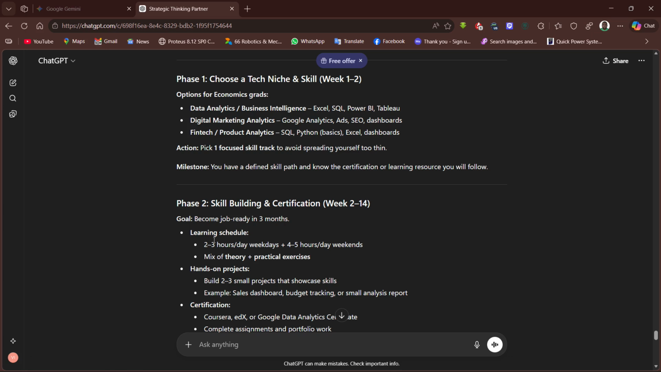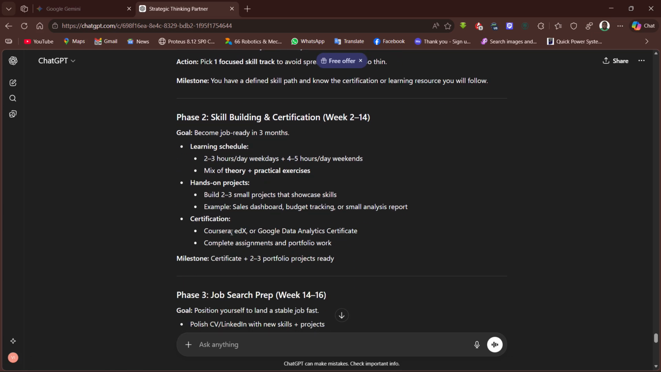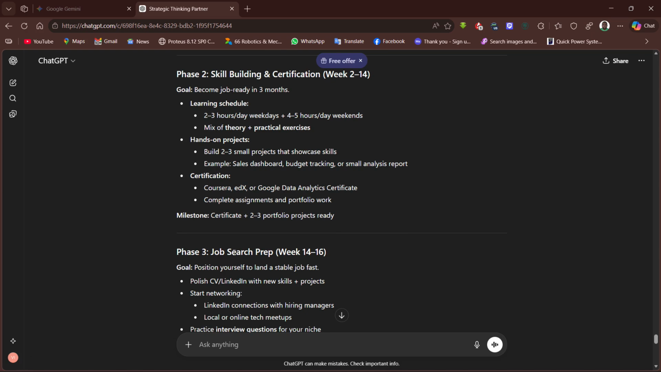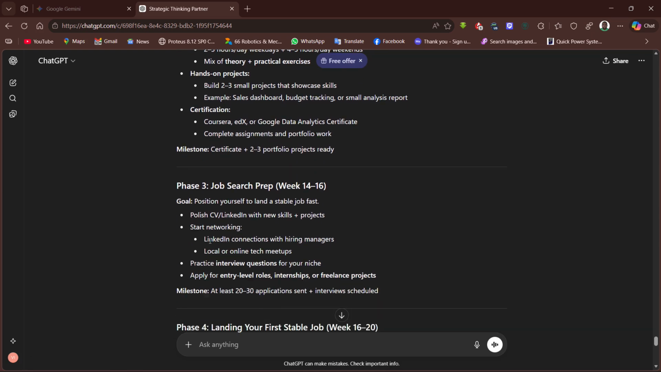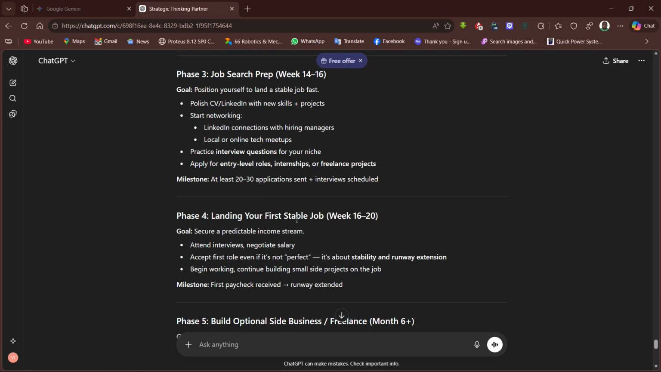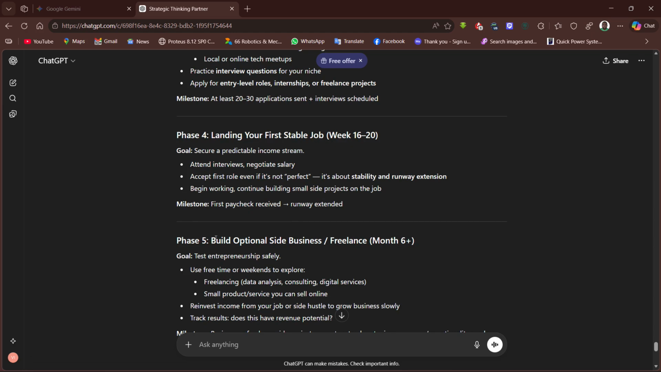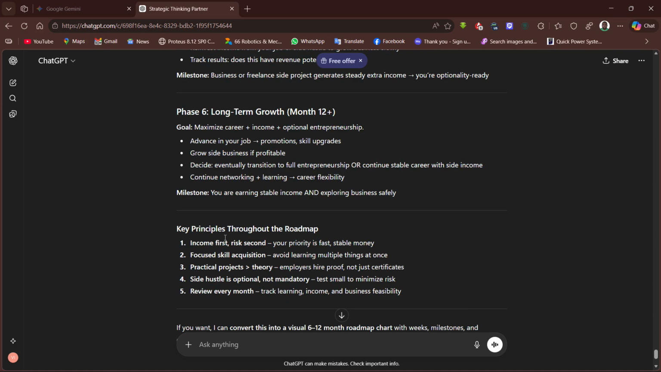Then phase two, skill building and certification. Become job ready in 3 months. Learning schedules, hands-on projects, certification. Then it is suggesting various platforms from where you can get the certification: Coursera, edX, Google Data Analytics certificate, and so on. Then job search plus prep, and then land your first stable job, phase 4. Then now phase 5, phase 6, it has so many phases.